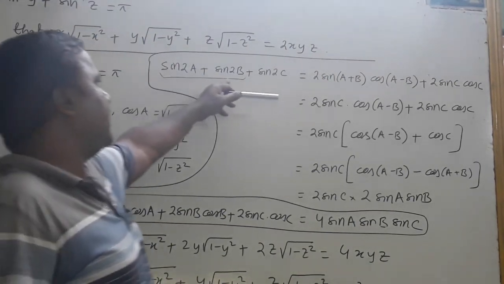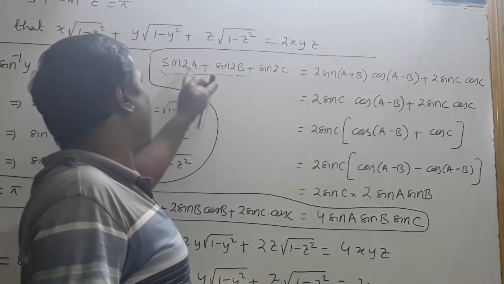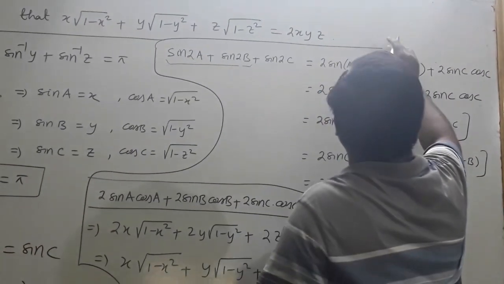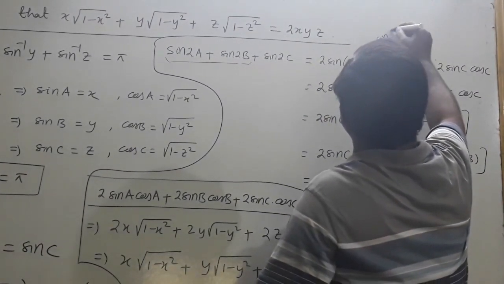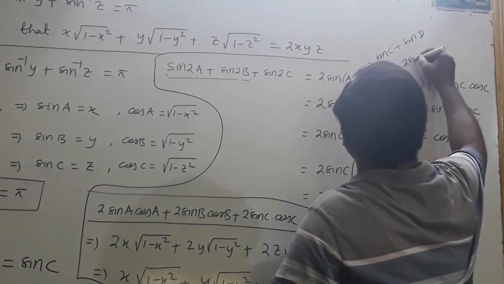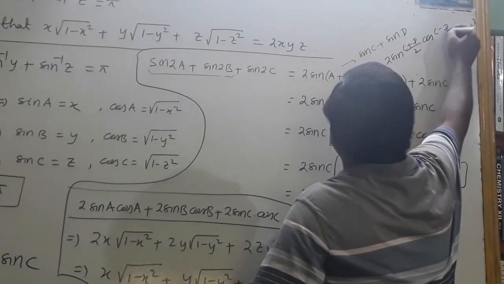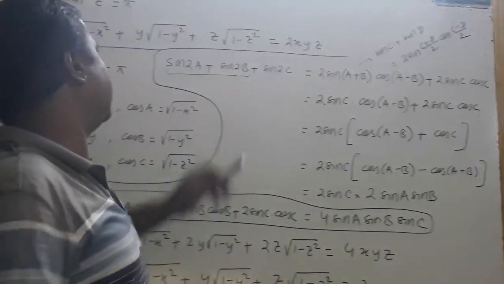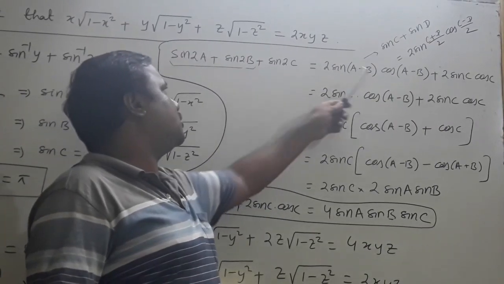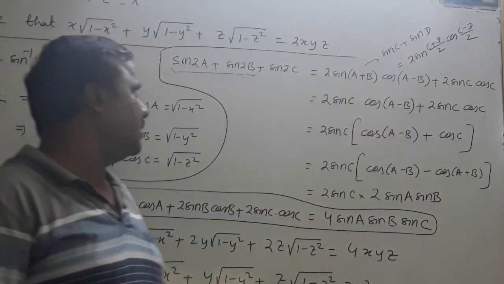Now sin 2A plus sin 2B is like sin C plus sin D, which is equal to 2 sin of (C plus D) by 2 into cos of (C minus D) by 2. I am applying the formula here. So sin 2A plus sin 2B is 2 sin of (2A plus 2B) by 2, that is A plus B, times cos of (2A minus 2B) by 2, that is A minus B, and sin 2C is 2 sin C cos C.